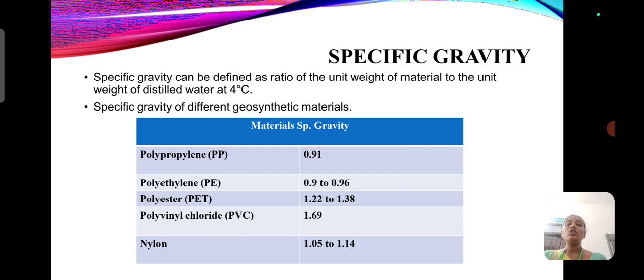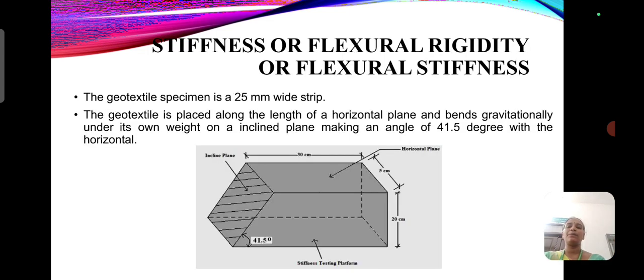The third thing is specific gravity. Specific gravity can be defined as the ratio of the unit weight of a material to the unit weight of distilled water at 4 degrees Celsius. Here I have given some of the geosynthetic materials like polypropylene, polyethylene, polyester, polyvinyl chloride, and nylon. For these fibers, we have to go with this kind of specific gravity.